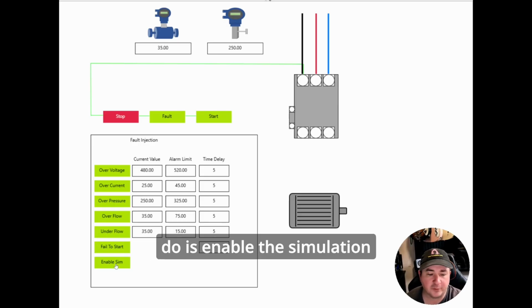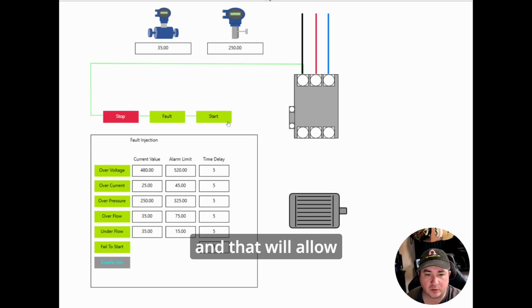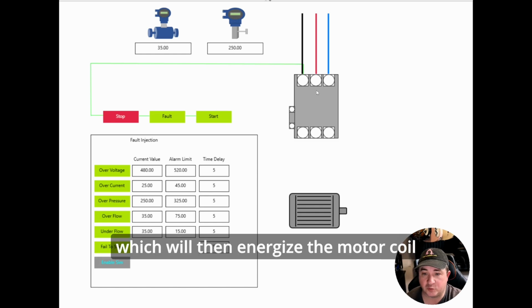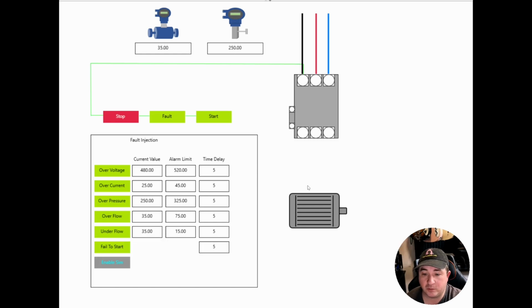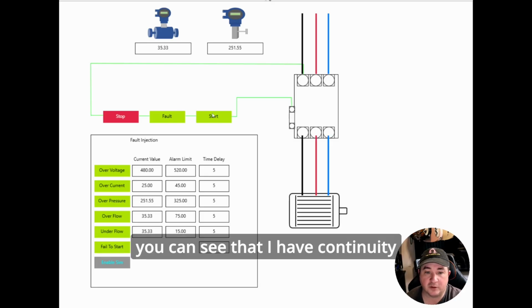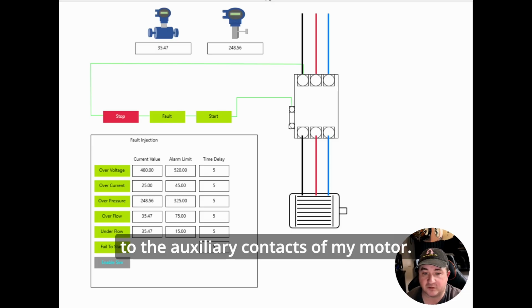So the first thing I want to do is enable the simulation, and that will allow me to start the motor. And from there, we'll see continuity lines going from the control power running through the control circuit and then subsequently energizing the auxiliary contacts of the motor starter, which will then energize the motor coil, and that will provide power to our motor. So if I click start, you can see that I have continuity from my start push button to the auxiliary contacts of my motor.